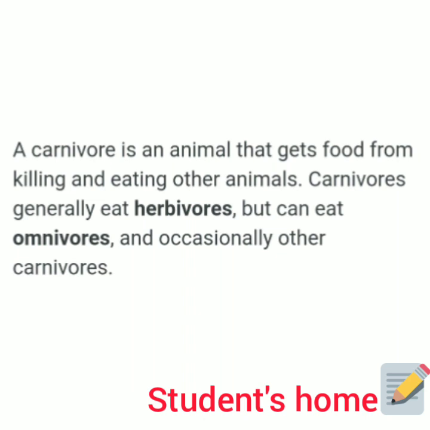For example, a lion kills and eats deer for its food. And another example of a carnivore can be a cheetah who kills and eats impala for its food. Here, both deer and impala are herbivore animals which are being eaten by the lion and cheetah, who are carnivore animals.